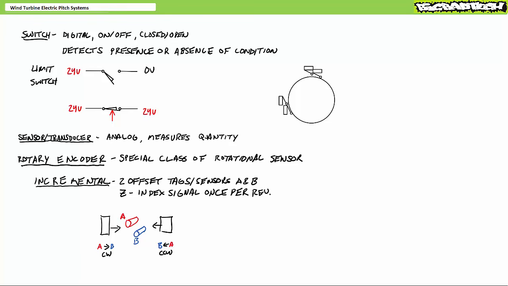Beyond rotational direction, AB encoders also include a third signal, Z. You'd think it'd be C, but it isn't. It's Z. The Z or index signal happens once per revolution and serves as a way of determining absolute position from the last full revolution. The number of AB pulses since the last index signal can be used to determine rotational position with a desired degree of accuracy.